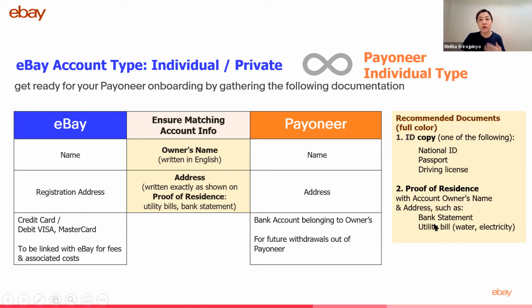Let's say these will ensure a smooth transition. On the bank statement and on the utility bills, whether it's for water or electricity, that document needs to show the account owner's name as well as the address. So it has to show these two pieces of information. On eBay, when you write your name, the field will say name. When your account is an individual or private account, same as Payoneer, it will say name. That is what that field is called.